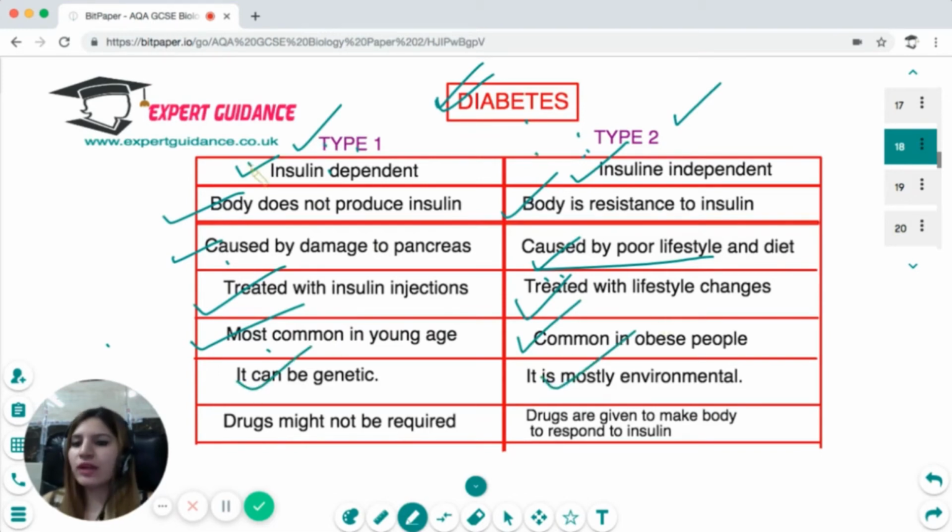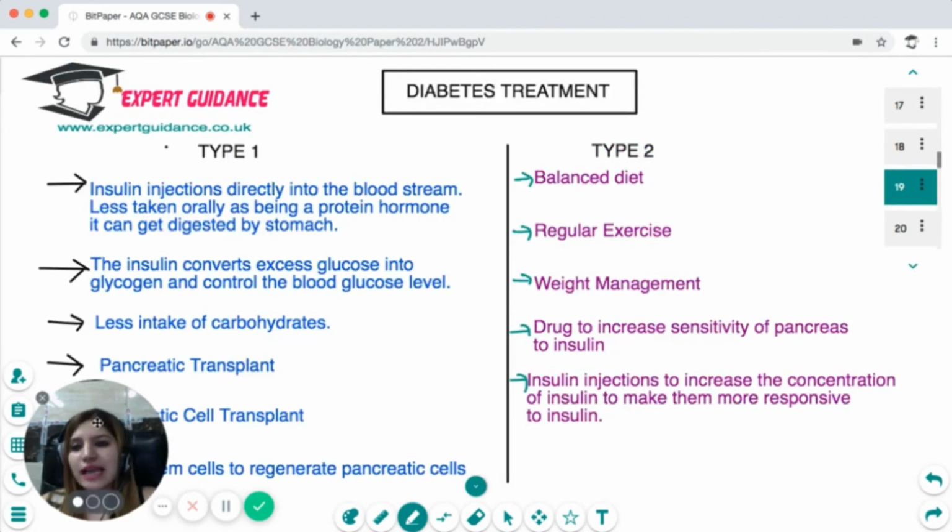In type 1, drugs might not be required. We just require insulin injections, whereas in type 2, some drugs are taken to make the body respond to insulin. Okay, so you should know the differences between type 1 and type 2.